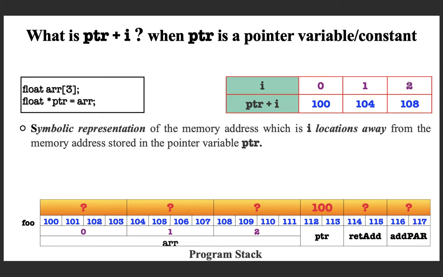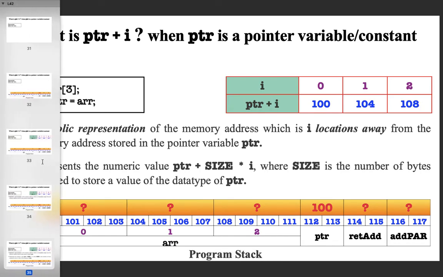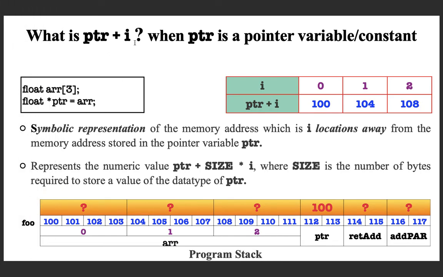Elements stored in this array 2 positions away. This is the element 1 position away from this. This is the element 2 positions away from this. Okay. And if you want to look at it mathematically, you can see that the expression PTR plus I represents this numeric value, which is PTR plus size into I, where size is the number of bytes required to store a value of the data type of PTR.